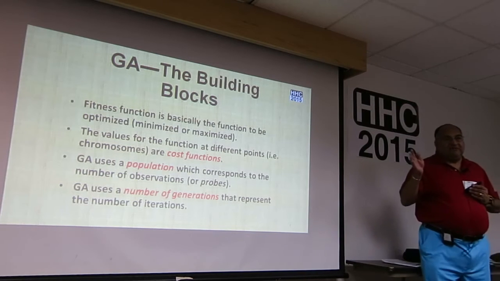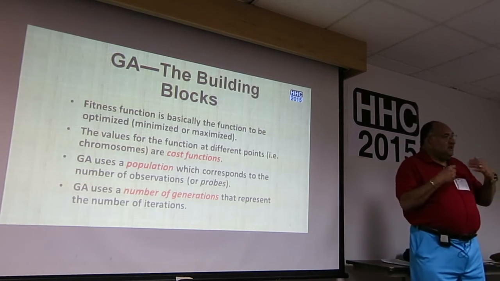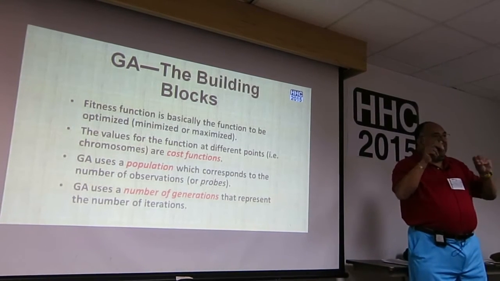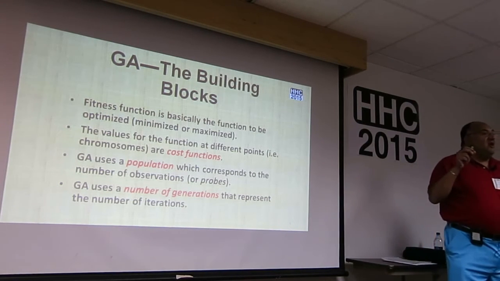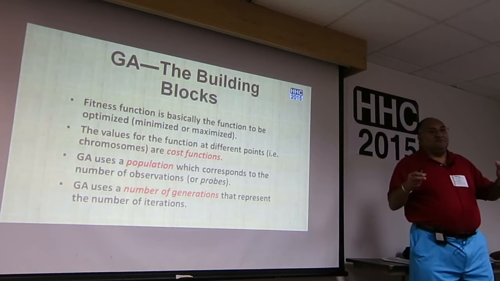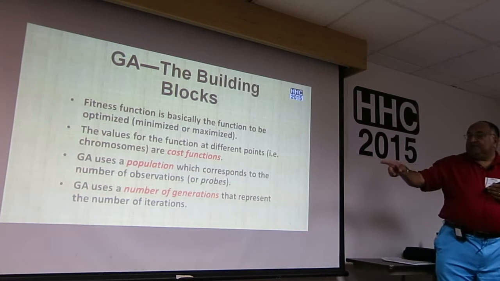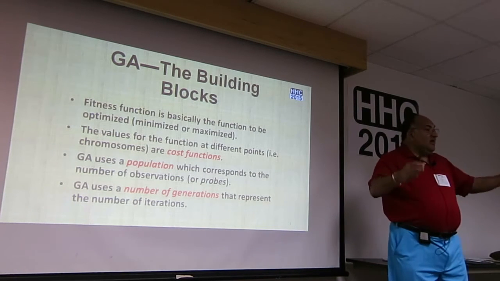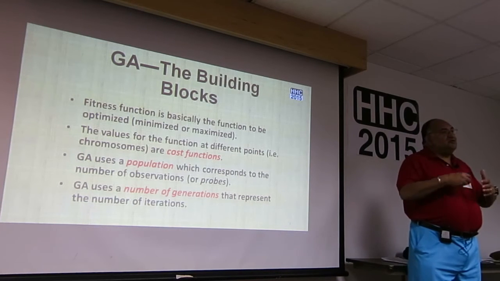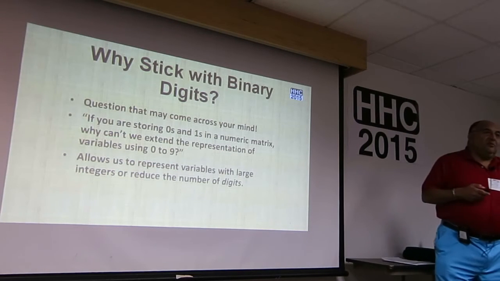There's a fitness function, which represents the function that you want to optimize, either minimize or maximize. The values of the function at different points, different chromosome values, are called cost functions. These are where you're probing to see how you're doing. GA also uses a population, which corresponds to a number of probes. You launch a number of probes, 50, 100, whatever, to look for the optimum. It also uses a number of generations, which simply represents the number of iterations. So if you have 1,000 generations, you're going to try 1,000 times to evolve these chromosomes in search of the optimum.